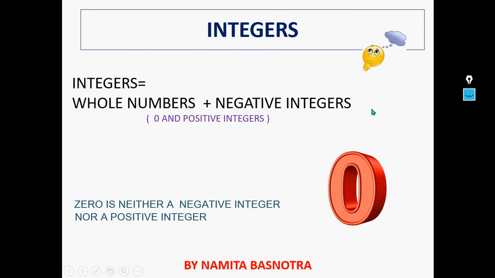Okay, first recapitulate from the first video in which I told you what integers are. That was an introduction of integers. So integers are whole numbers plus the negative numbers, and whole numbers you all know is 0 and the positive integers, plus the negative integers like -1, -2, -3. So 0, 1, 2, 3, 4, 5, 6 and so on, and here -1, -2, -3 and so on. And there is another thing that you should know: 0 is neither a negative integer nor a positive integer.